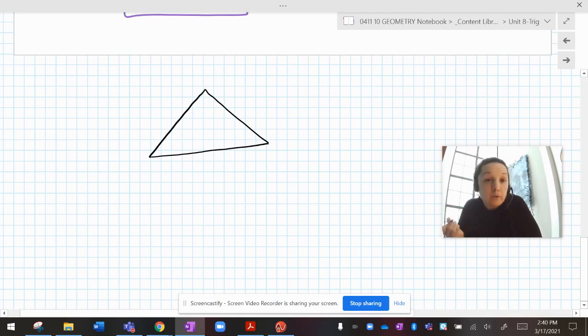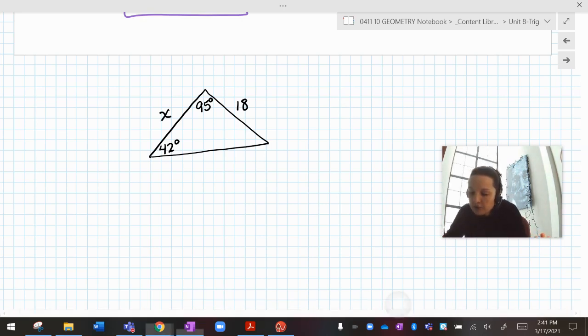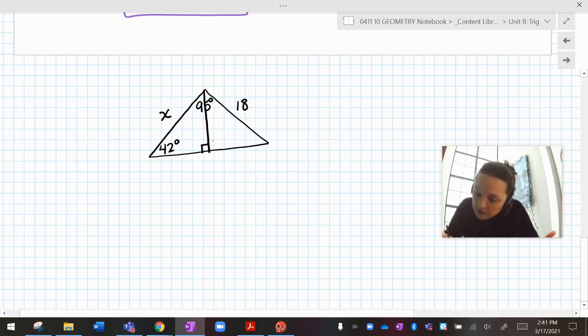If I have a triangle right here that's not a right triangle, and I say this is 42 degrees and that's 95 degrees, and I know this side is 18, and let's say I want to find x over here, I can't use trigonometry because I don't have a right angle. Well, the mathematician would say, I'm going to make one because I want to. So we drop an altitude down there, and now I have two 90-degree angles. If this is 42 and that's 95, 95 plus 42 is 137, so that it adds to 180, this would have to be 43.